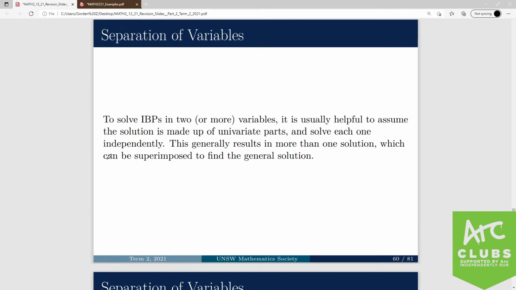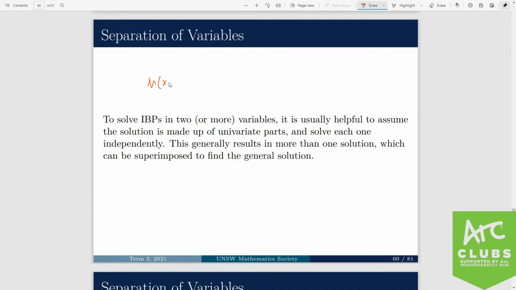So to solve these problems, we assume that the solution is made up of univariate parts. So if we have a u(x,t), we assume this function can be split into 2 independent functions, with one function being of the first parameter and the second function being a function of the second parameter. And generally when we do this, we will get more than one solution, and so we have to use the eigenfunctions to create a general solution, and then we find the actual solution once we sub in the initial values.